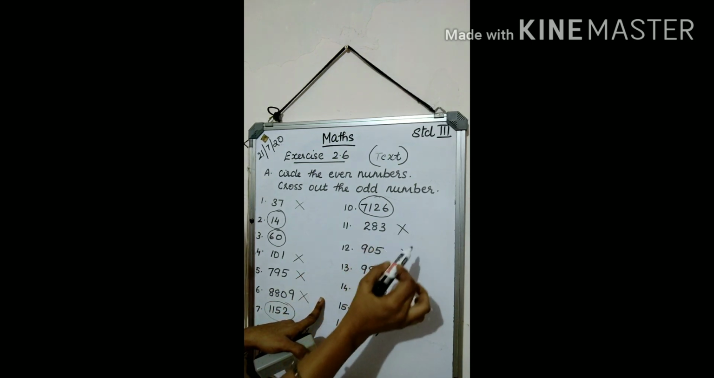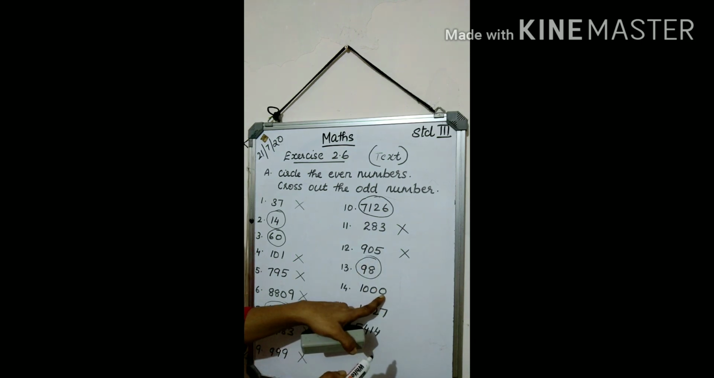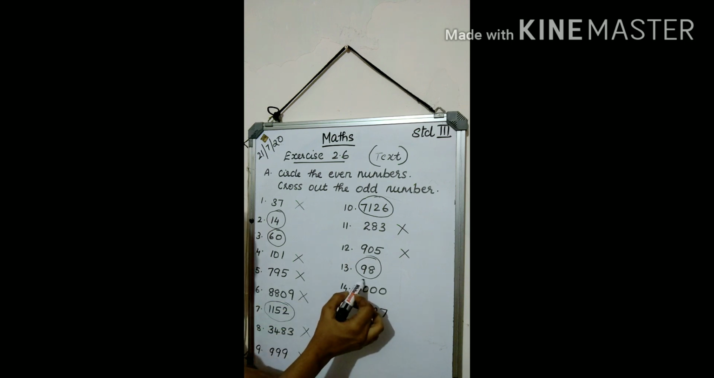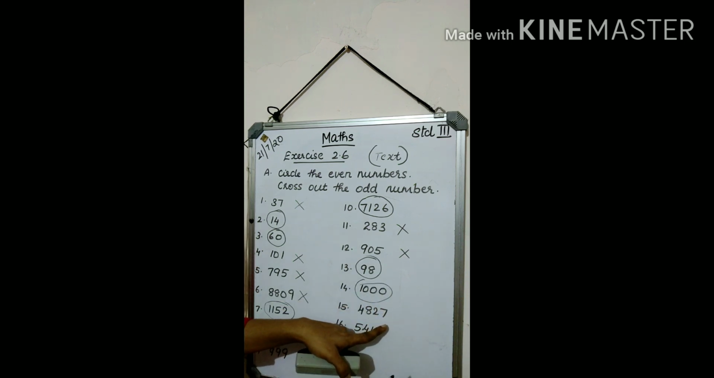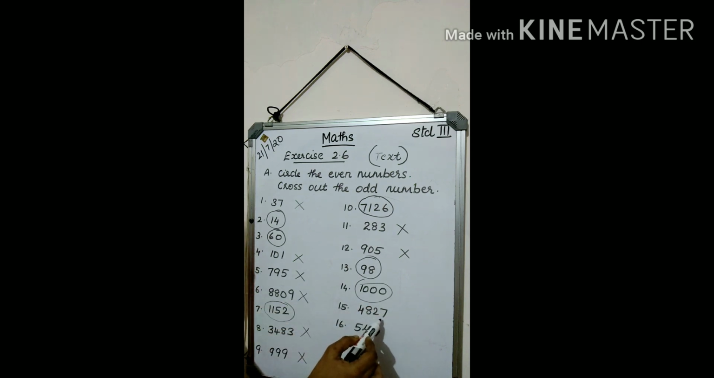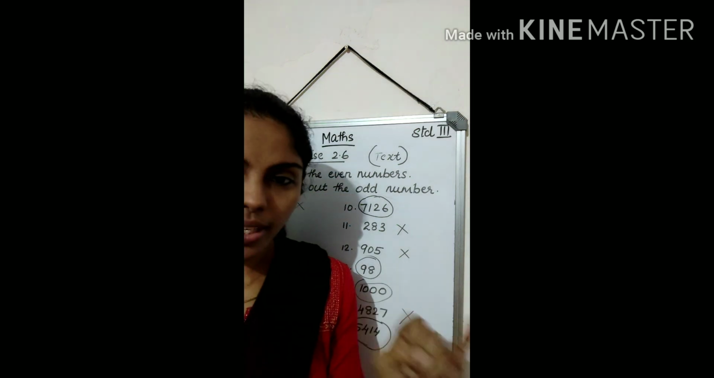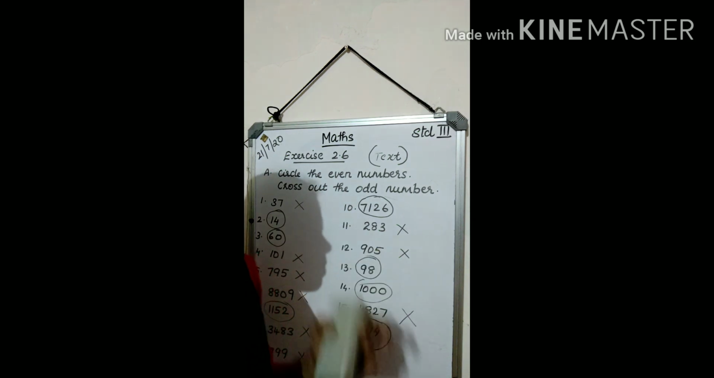2, 4, 6, 8 are all even numbers. So you have to circle. 2, 4, 8, 0 are all even numbers. 1, 3, 5, 7 are odd numbers. 2, 4, 6, 8, 0 are even numbers. So you have to circle this. Easy, right? So write down this in your textbook. Study it well. So today you have studied successor and predecessor, odd and even numbers. Study it well. Okay.